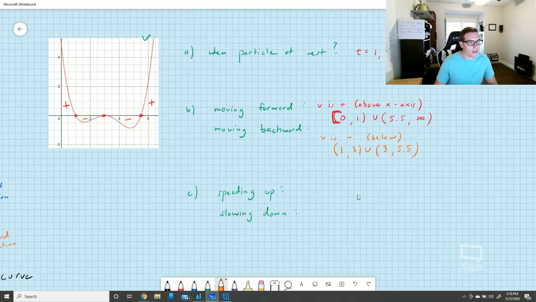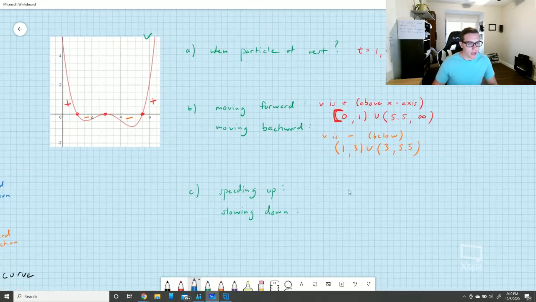Speeding up means they have the same sign. So where velocity is positive and acceleration positive. Let's do that one first. So velocity is positive, and acceleration is positive. It looks like this strip right here. That's the only time where they're both positive and increasing. So that interval looks like 5.5 to infinity.